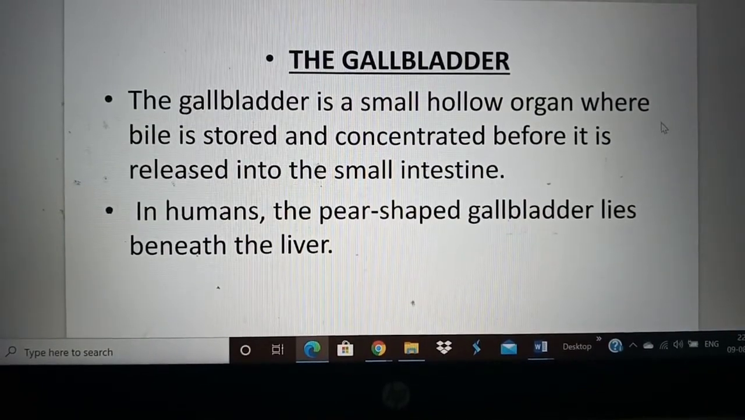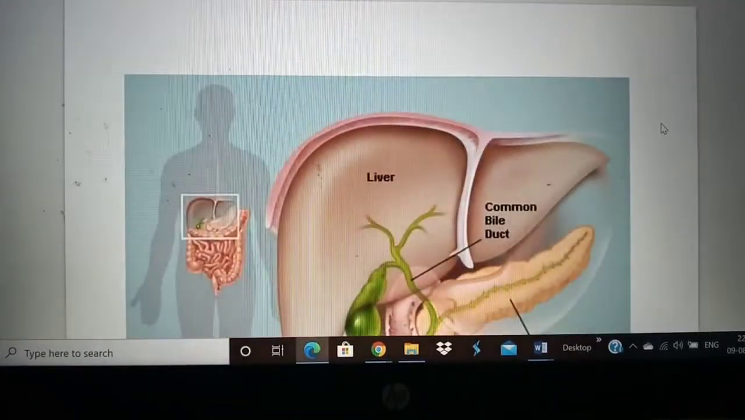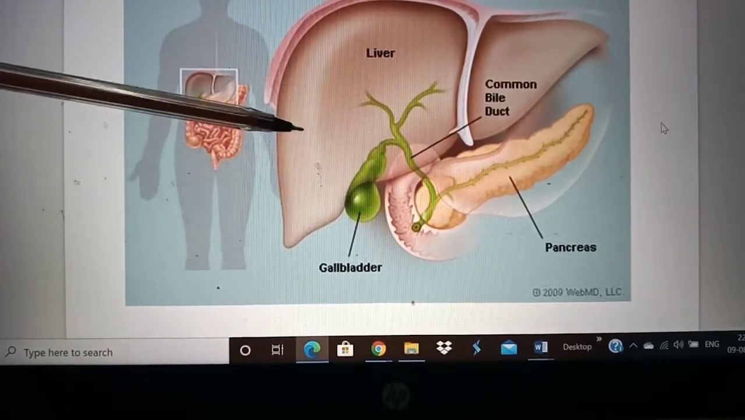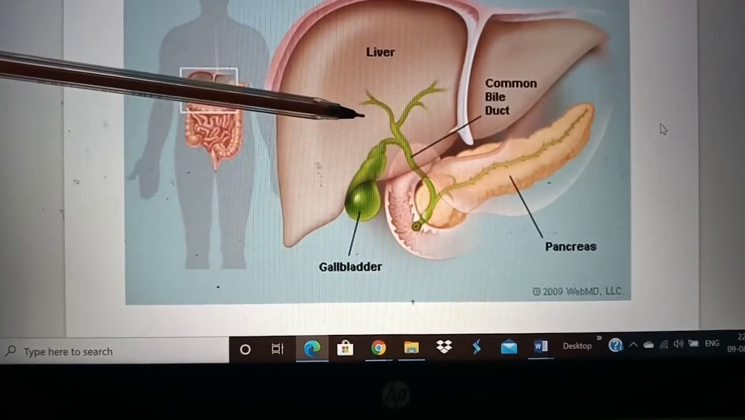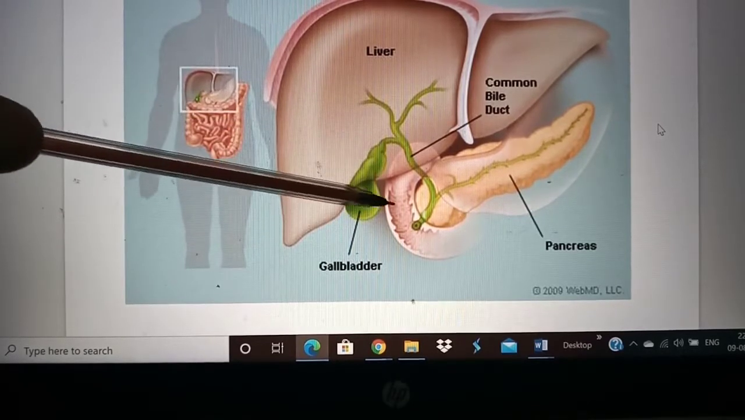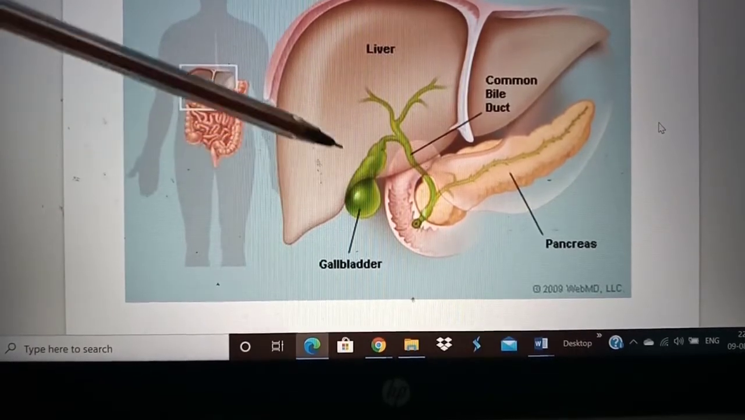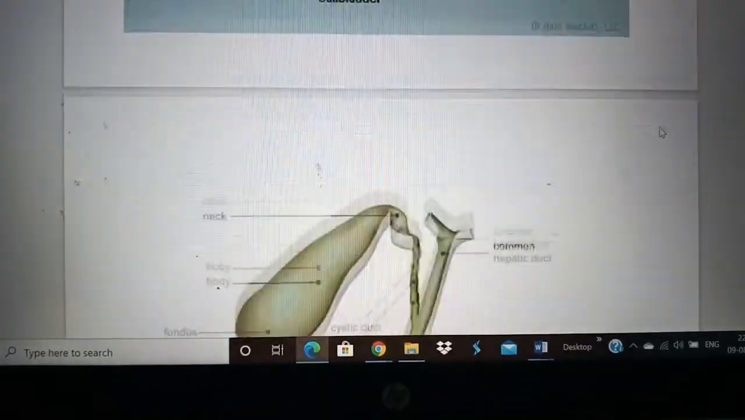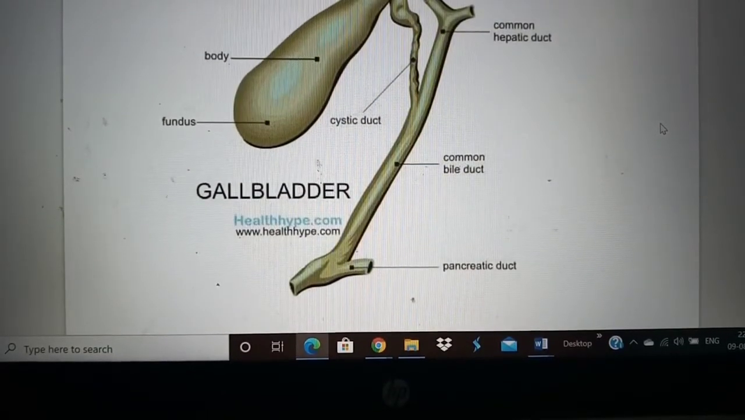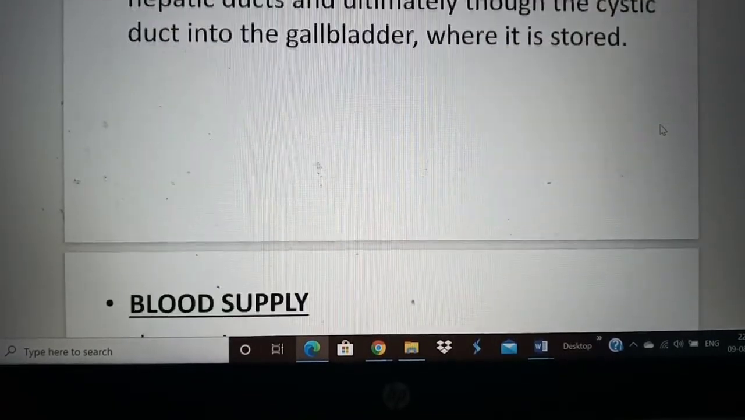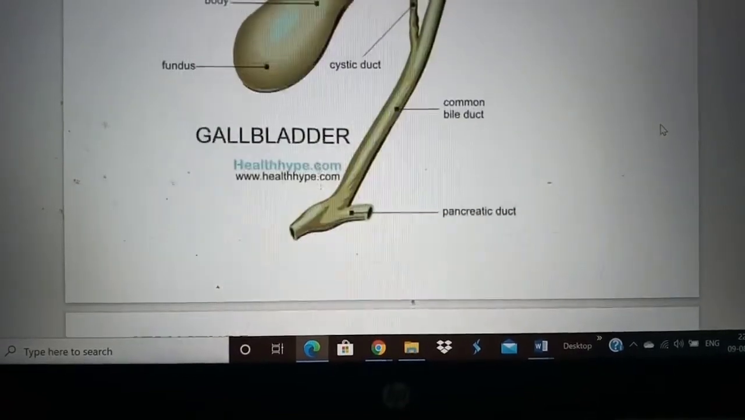The gallbladder is a small hollow organ where the bile is stored and concentrated before it is released into the small intestine. In humans, the pear-shaped gallbladder lies beneath the liver. What is this bile? Bile is secreted by the hepatocytes. Around 800 to 1000 ml of bile is secreted per day by the hepatocytes.